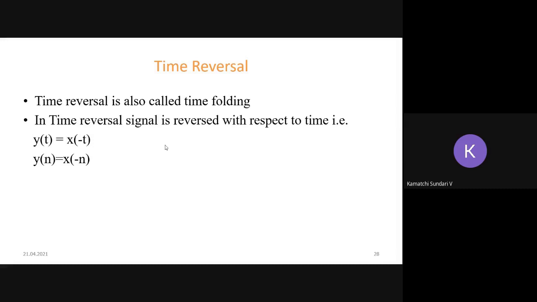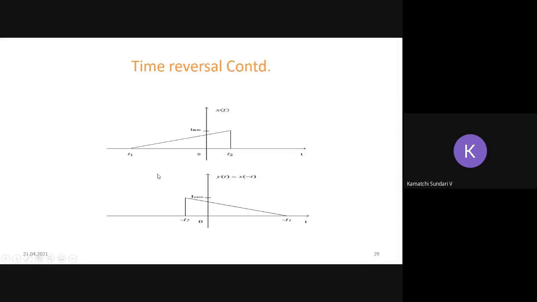So the time reversed signal is written as y of t is equal to x of minus t, whereas x of t is my original signal. Or if I am representing it in the discrete domain, x of n is my original signal, and x of minus n is the folded signal. Look at here. This is a better understanding. We can have a very clear idea about the time reversal concept here.